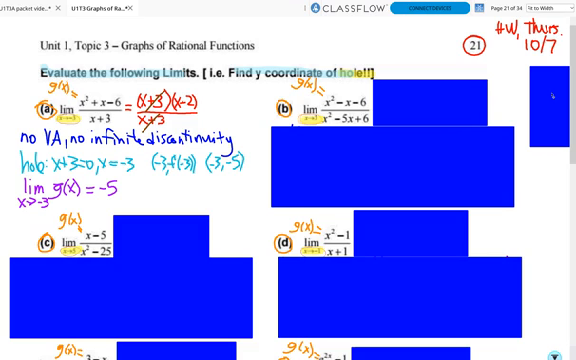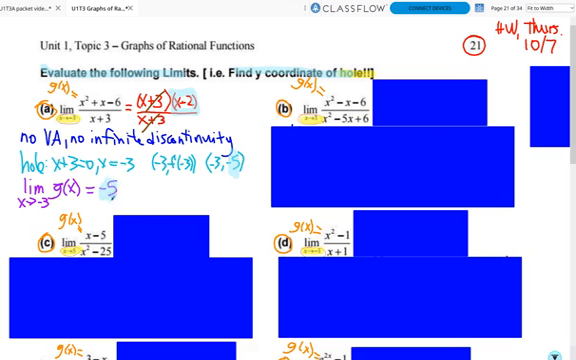Plugging -3 into the uncanceled part of the equation gives us -5. So since it is a removable discontinuity, a limit exists for that kind of discontinuity, and it exists at the y value of the hole, which is -5.